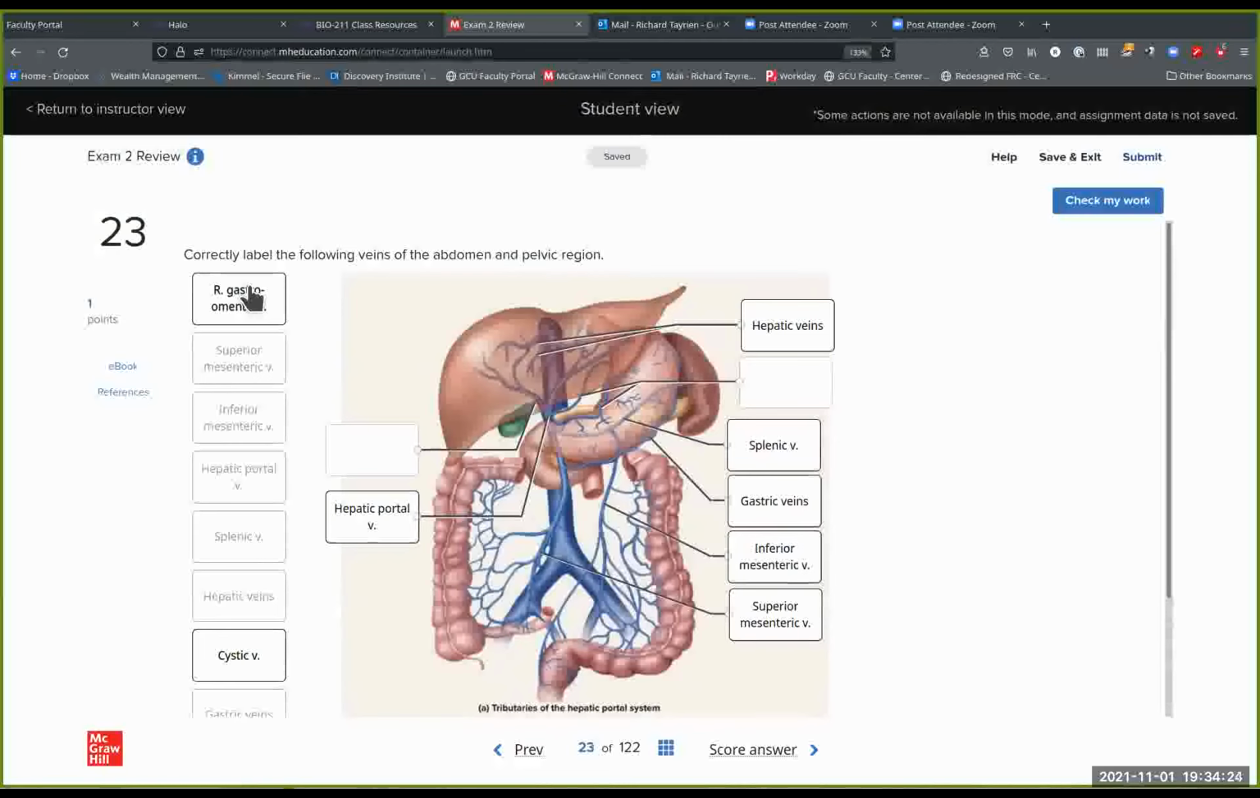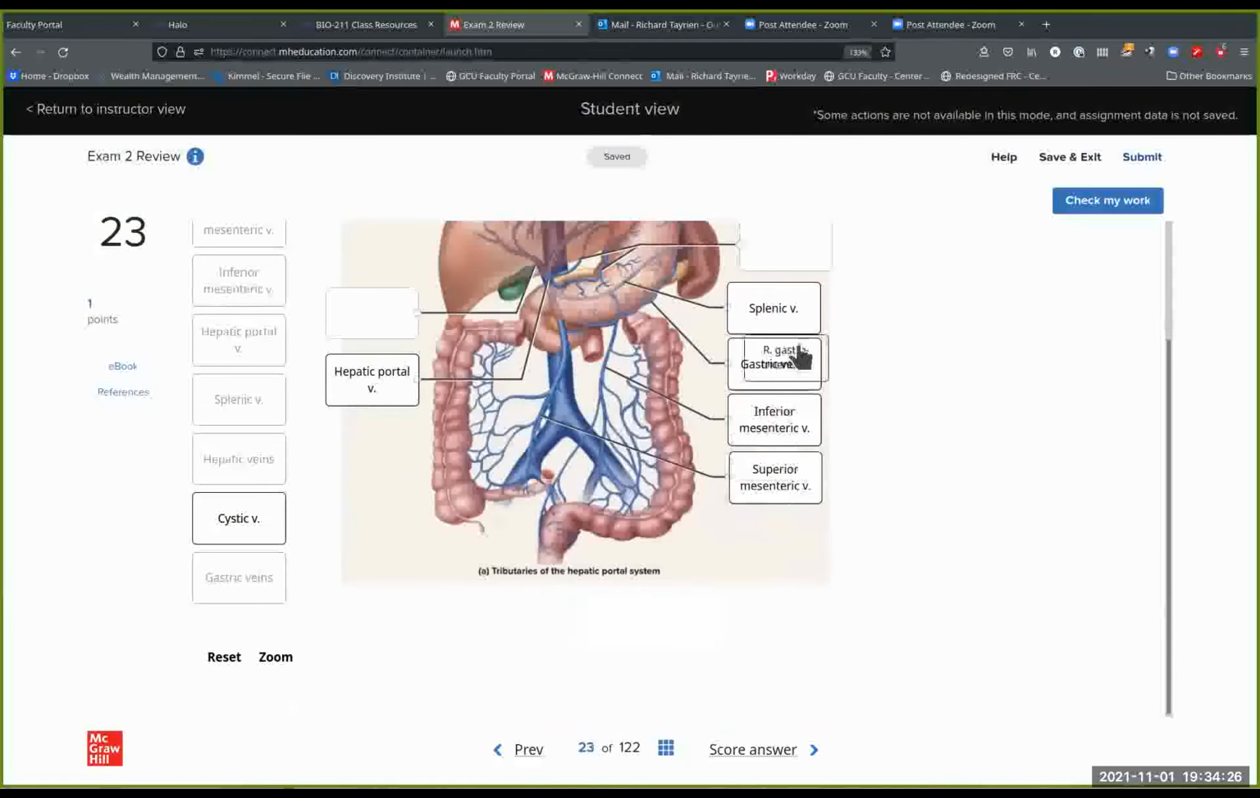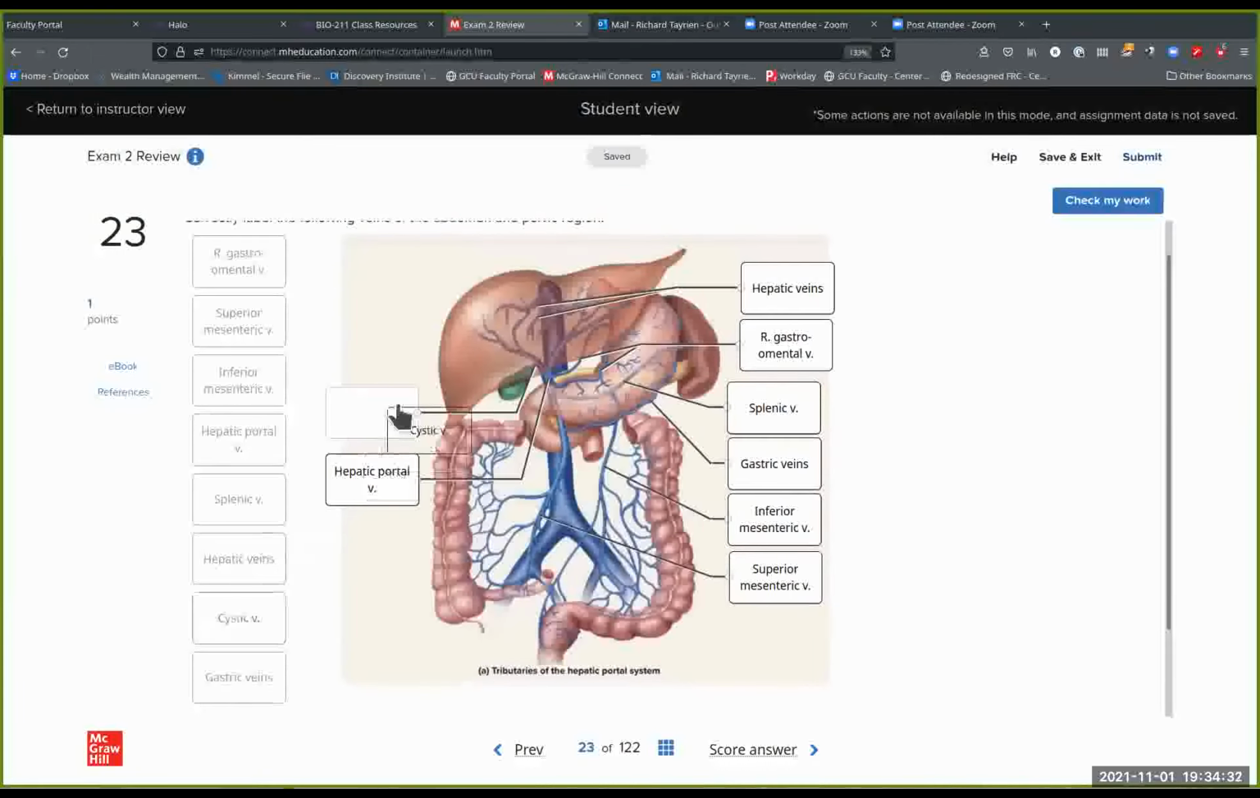And then this is the gastro-omental arteries, and then you have this little cystic artery that supplies the gallbladder. All right. So the splenic vein runs behind the stomach into the spleen. Inferior mesenteric vein runs into the splenic vein. Superior mesenteric vein runs into the hepatic portal vein. So the splenic vein merges.